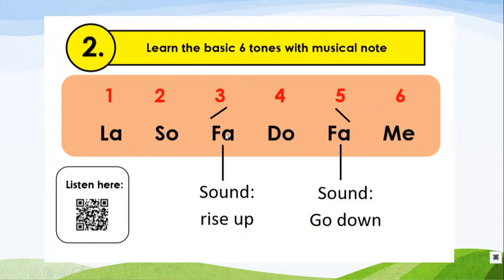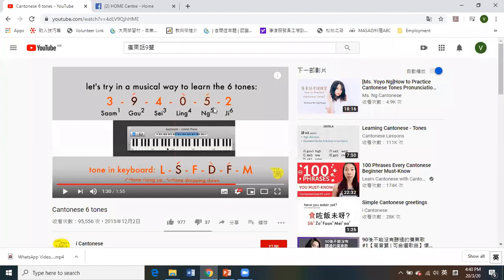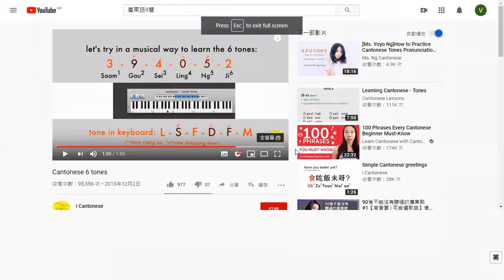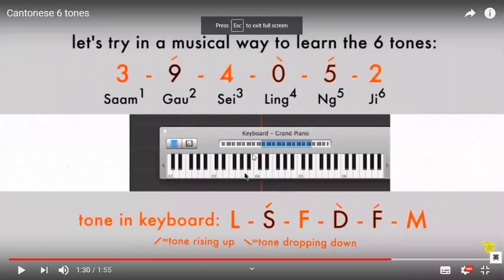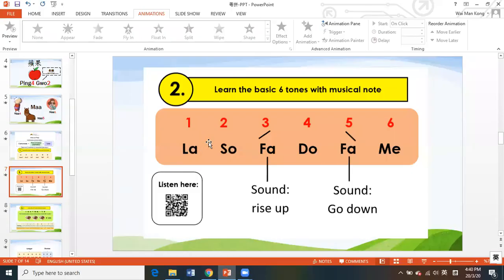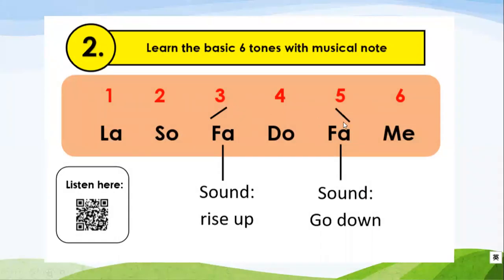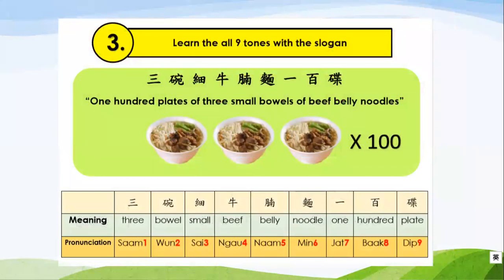What is the difference between the third and the fifth note? Actually, the third note should be going up and the fifth note should be going down. Let's listen to this together with this video clip. This is a very great video clip. I also recommend you to watch. So listen and remember the melody.